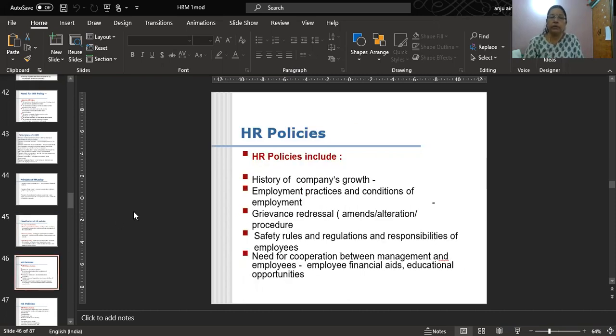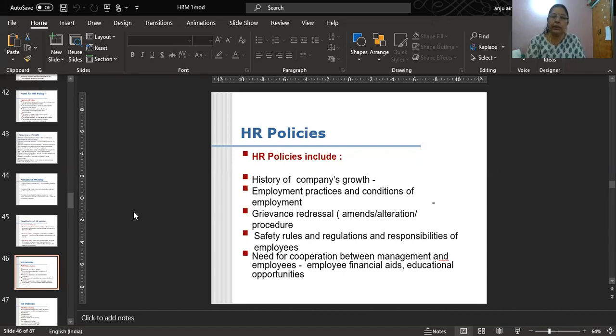So the HR policies, when they are formulated, the HR should consider what is the history of the company, how it has grown, how it has been developed, what are the practices in the organization, employment practices in the organization. Do they have a system for grievance redressal? That means attending to the complaints. Do they have a procedure? Do they have a system? So based on that, the HR policy should be made.